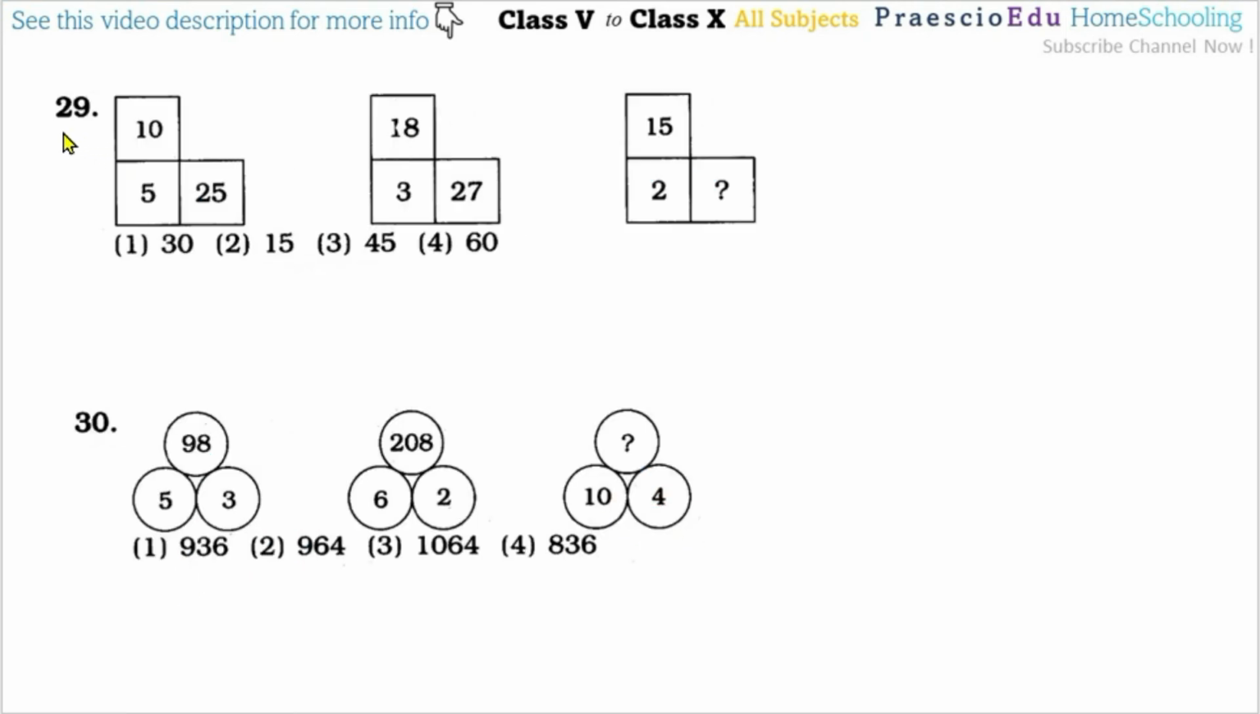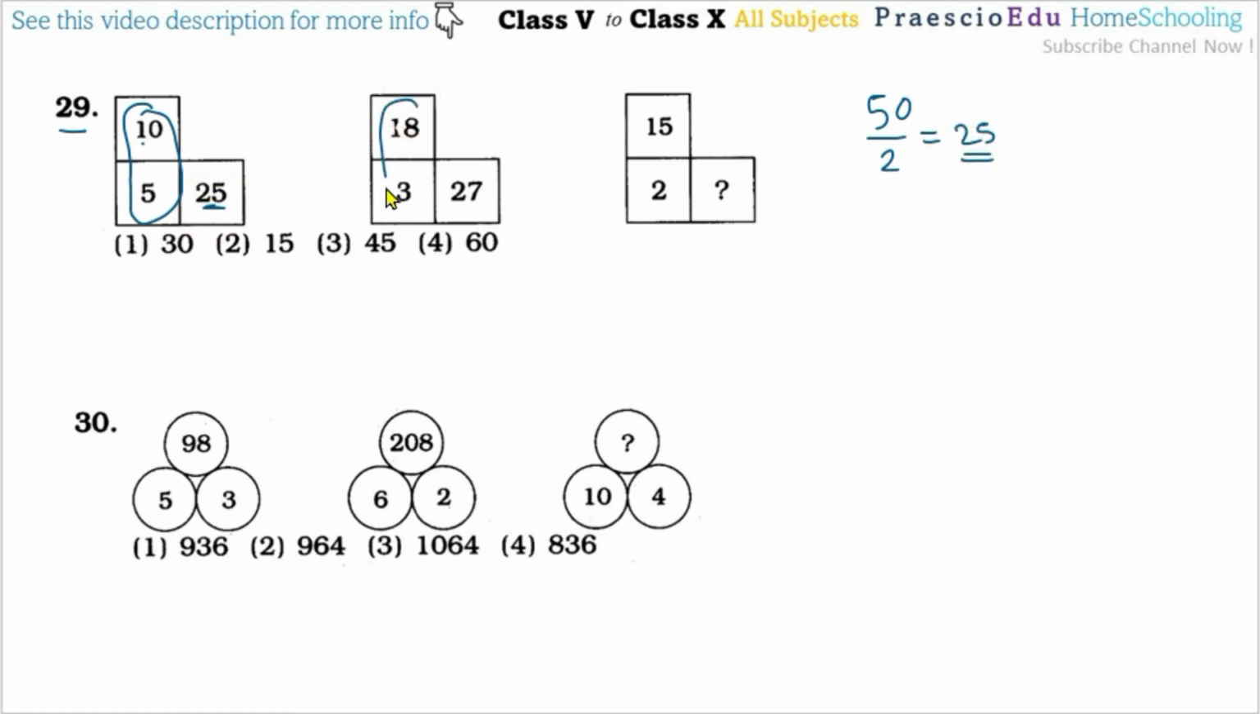So question number 29, if you make the product of these two numbers, 10 multiplied by 5, that is 50, and after the 50 we have to divide by 2, so we are getting 25, and this 25 is present at the side of this square.